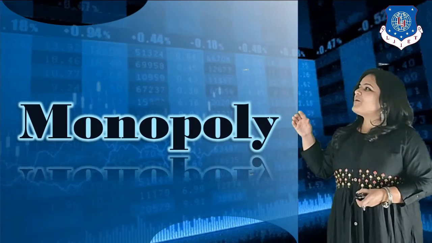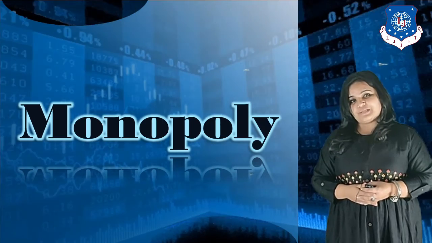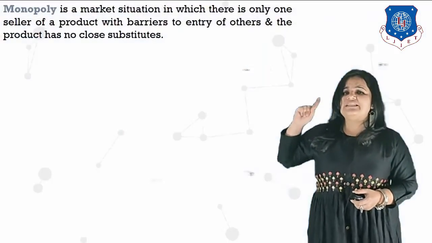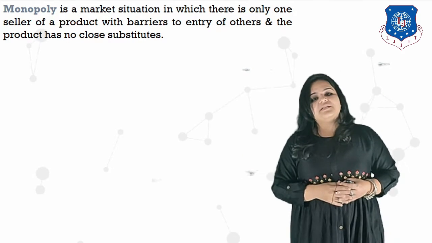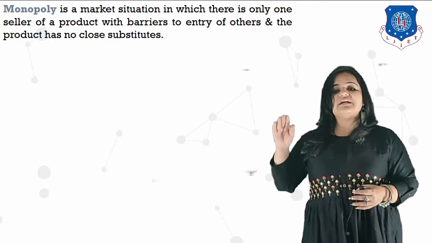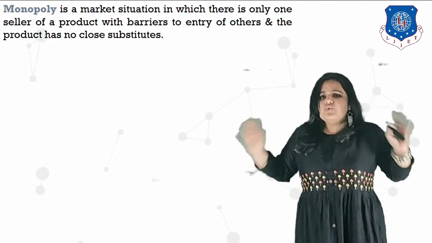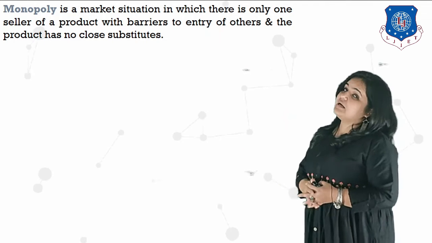Lastly, talking about the last type of market, perfect monopoly. There is only one seller selling only a single type of product. Here there is a market situation where only one seller of a product sells that product and there are huge barriers to entry. No other seller can enter the market at all.